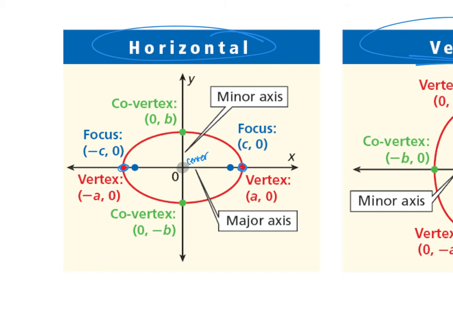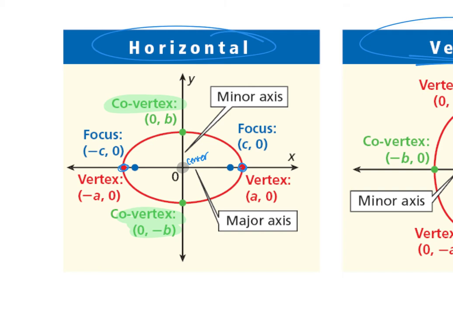Those lie on the major axis. The major axis is the longer one. So if it's a horizontal ellipse, the major axis is the x-axis, or if it shifts up or down, the horizontal axis. So we go right and left, the vertex. On a horizontal one, we go up and down what's called the co-vertex. The co-vertex is the end of the shorter axis.